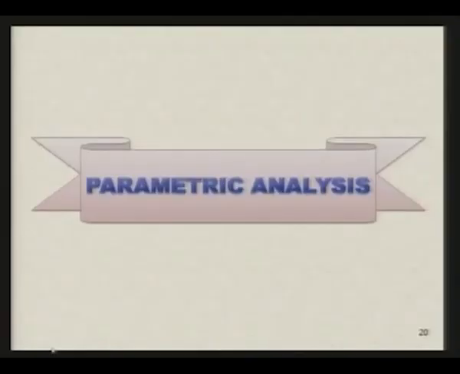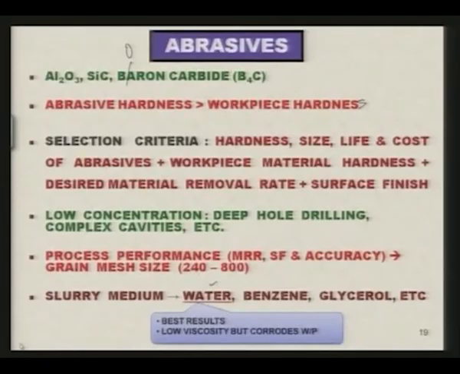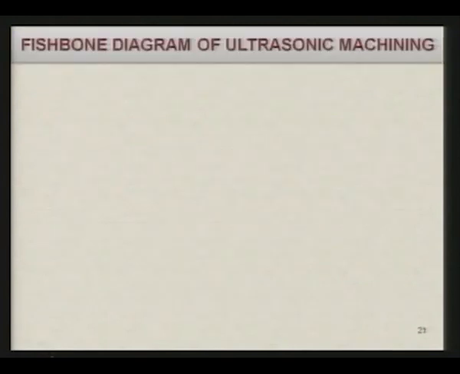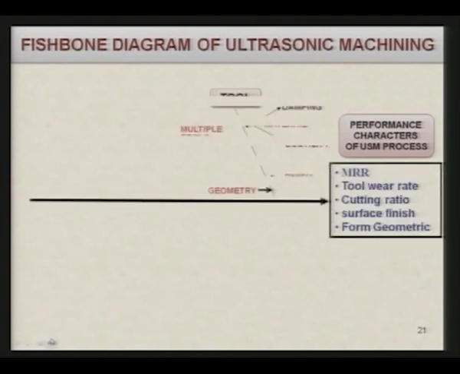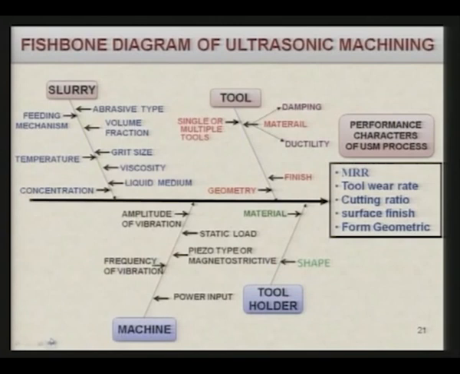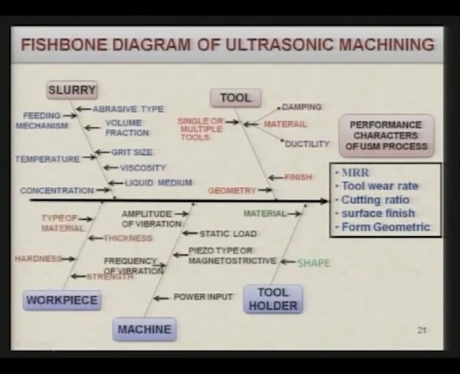Let us briefly see the parametric analysis of ultrasonic machining process. There are various parameters which affect the performance of the ultrasonic machining process. I have just mentioned that there are various parameters with the help of which you can evaluate the performance of ultrasonic machining, like material removal rate, surface finish and accuracy. Now, this gives you the fishbone diagram for ultrasonic machining, which will show you various parameters which affect the ultrasonic machining process.